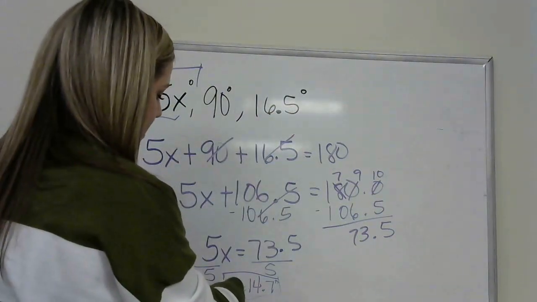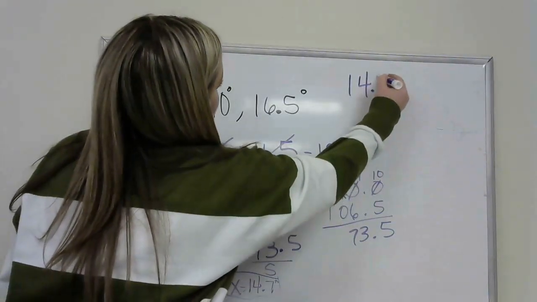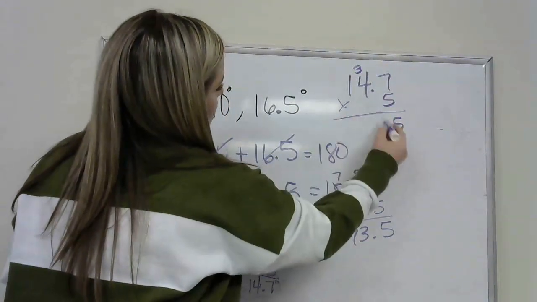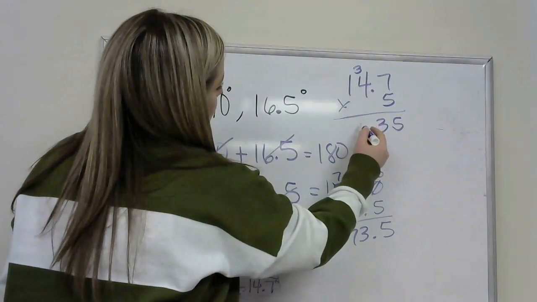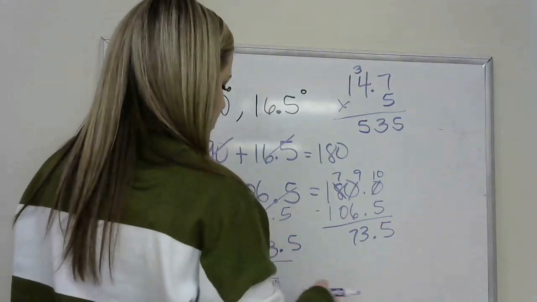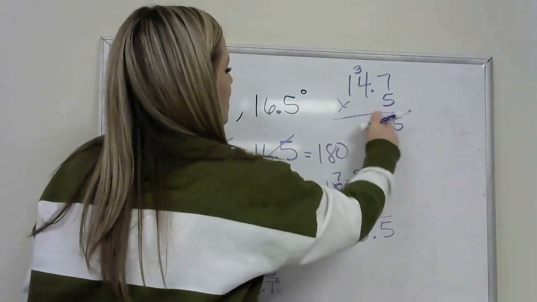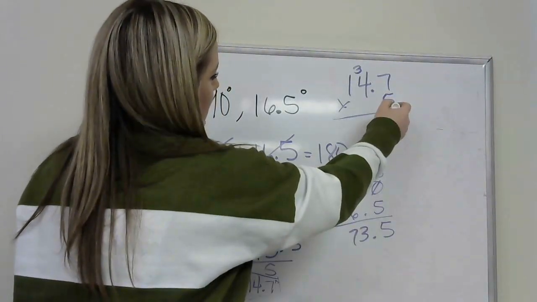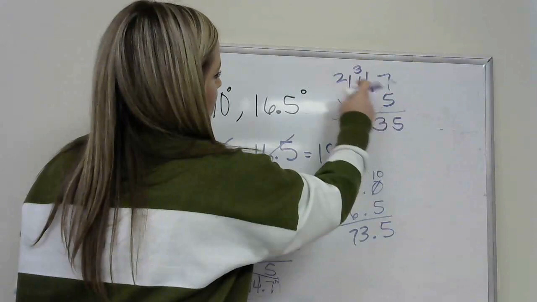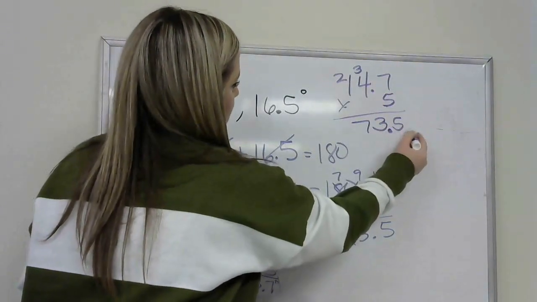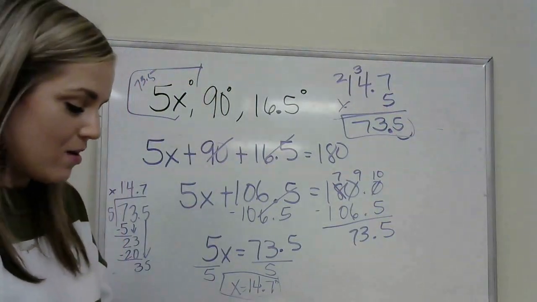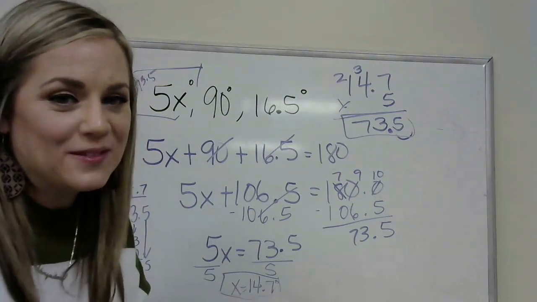Now, if we needed to find out what is the measure of this angle right here, we would have to do 14.7 times 5. So 14.7 times 5, 35. 4 times 5 is 20 plus 3, 3. And then, wait, no, I did not do that right. Hold on. I'm losing my mind. Okay, 4 times 5 is 20 plus 3 is 23. 3, and carry my 2, and 1 times 5 is 5 plus 2 is 7, and 1 decimal place. So the missing angle would be 73.5. Okay? All right, guys. One more example.